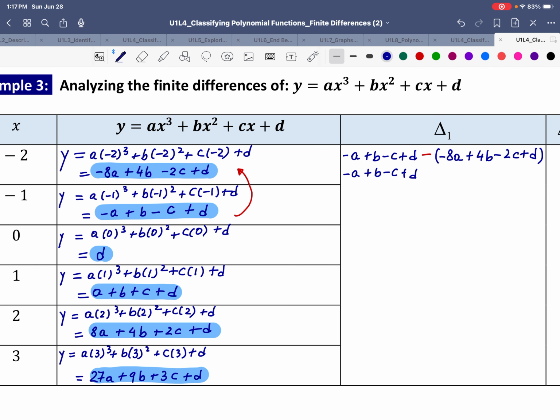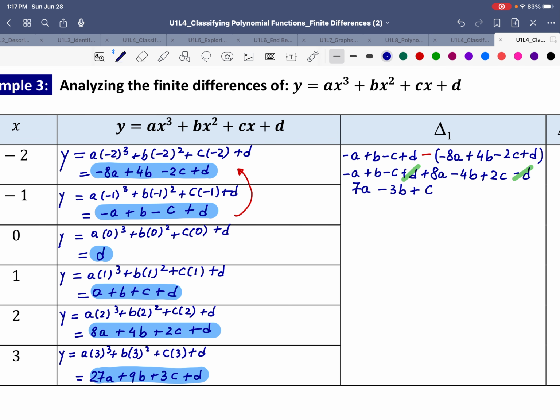And then we have minus negative 8a plus 8a, minus positive b minus 4b, minus negative 2c is plus 2c, and then minus positive d is minus d. So notice how the coefficients d and negative d here will add to 0, and we'll work with the rest of them. Negative a plus 8a, that would be positive 7a. We have positive b minus 4b is negative 3b, and negative c plus 2c is right here, positive c.